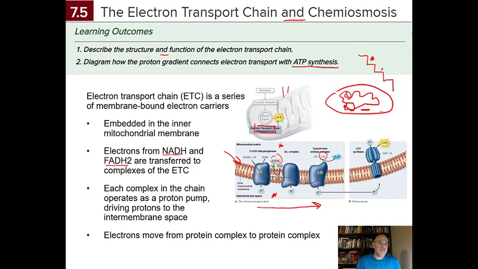As we're doing this, these carriers are sometimes carrying protons against their concentration gradient, and that requires energy. So what we're doing is taking protons from the matrix and concentrating them at a high level in the inner membrane space, the space right here between the two membranes. That's going to create a great deal of potential energy that we can use to make ATP.